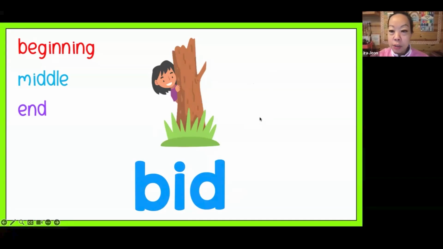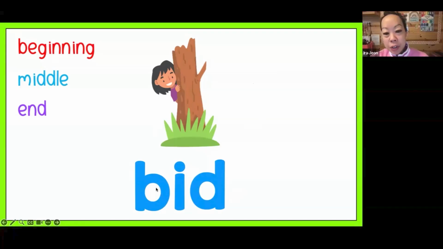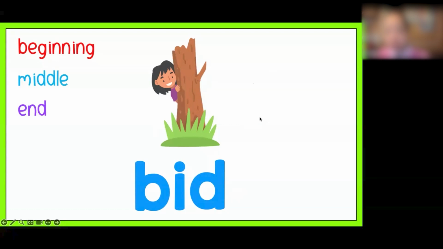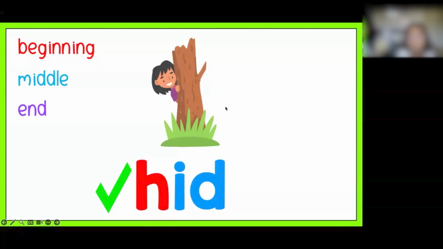Yes, Afreen, which letter is wrong? The first one. Oh, the beginning sound. Yes, because right now this says bid, and this is not hid. So the B is wrong, right? What letter should go there, Afreen, if I want to make the word hid? H. That's correct. Yes, nice job. So now we have the word. What is this word, Afreen? Hid. Yes, like Afreen hid behind the tree.